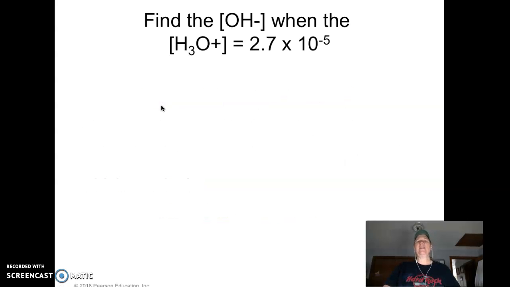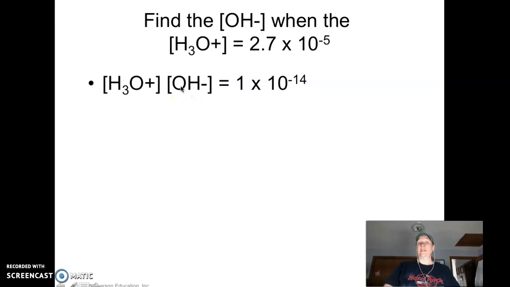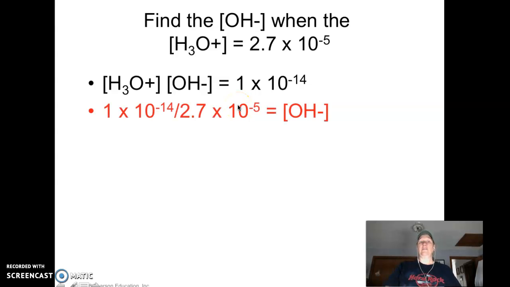Okay, so find the OH when the H3O equals 2.7 times 10 to the negative 5th. Again, remember the two of them together always equal 1 times 10 to the negative 14th. That number never changes. So all I have to do is take what they equal, 1 times 10 to the negative 14th, and I divide by the one that I know. Okay, so if I take 1 divided by, now you guys, it's not 2.7 divided by 1. It's 1 divided by 2.7. So it's going to be a number less than 1. Please don't write 2.7. That's not right.